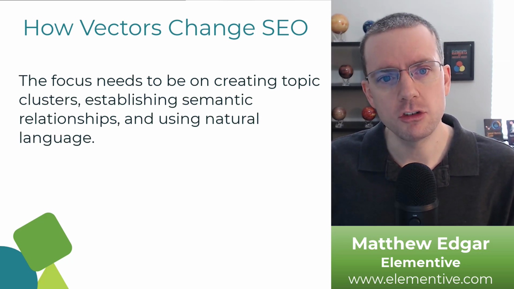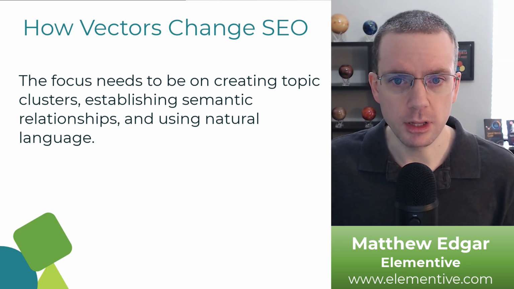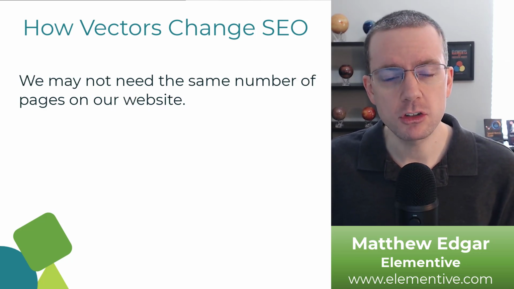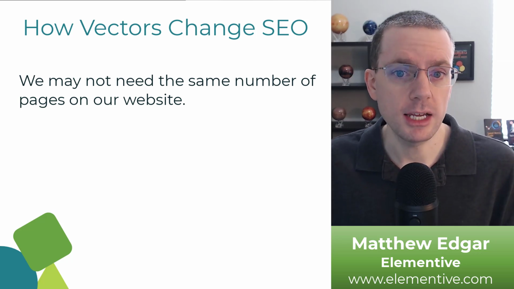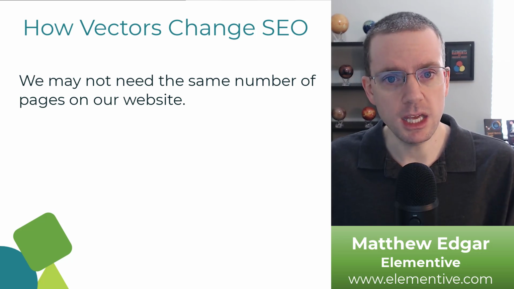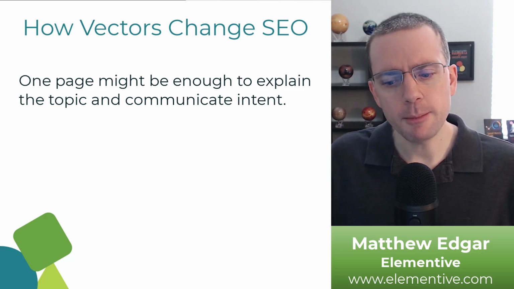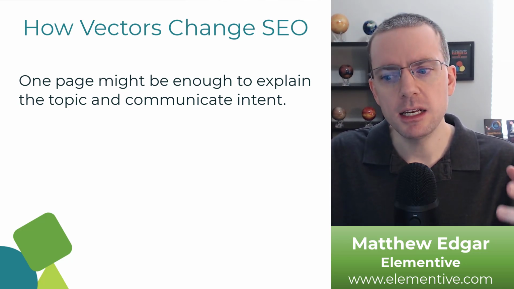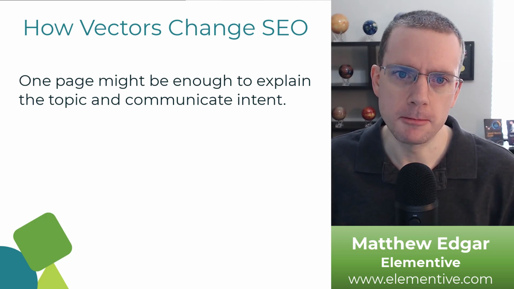Instead, the focus can shift toward topic clusters, semantic relationships, and natural language. This means we may not need to have as many pages on our website to target different keyword variants. A lot of websites right now have multiple pages that target similar but distinct keywords. Going forward, one page might be enough to capture all of those different concepts and communicate the meaning of those different concepts with just one page.